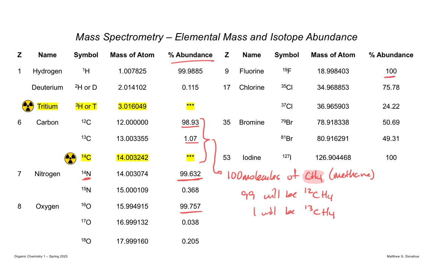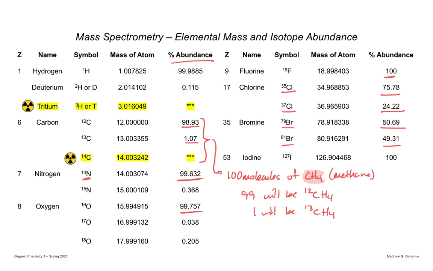Fluorine, F19, is 100%. Now the next ones, chlorine and bromine, are interesting. Notice that they both have two stable isotopes. Chlorine has 35 and 37, and again, that's the mass of that element. And then look at these ratios, 75 to 25, so essentially that's 3 to 1. Bromine has 79 and 81, and they're in a ratio of 1 to 1.